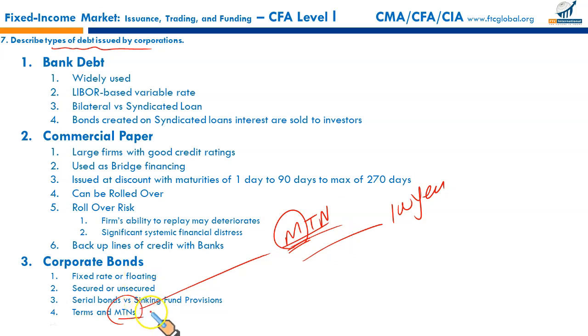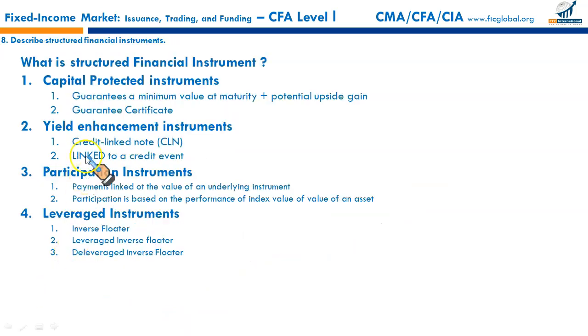So just like bonds, MTNs can also have a fixed rate or floating rate. And these MTNs are normally issued by financial institutions since they are in very large denominations. So buyers and sellers are basically financial institutions. That's the little difference.